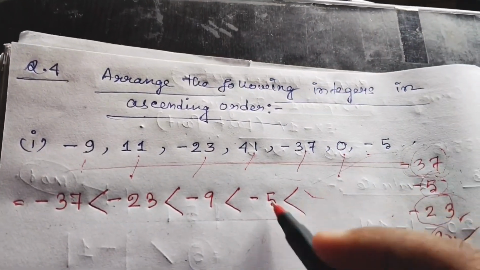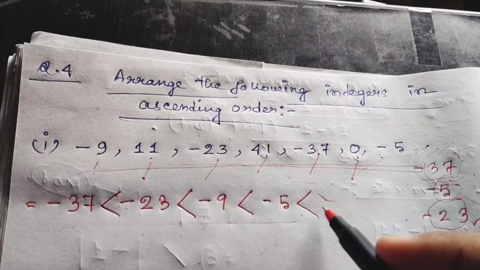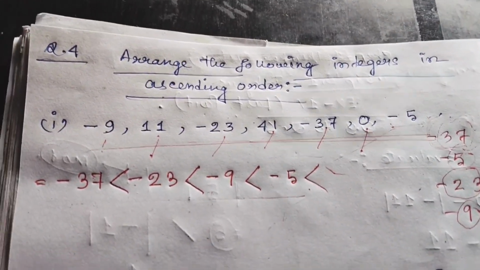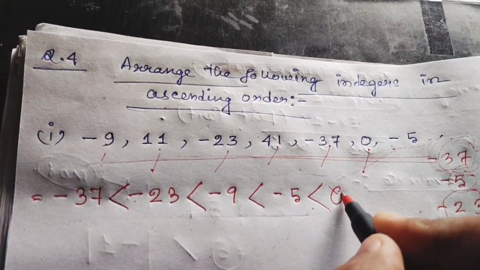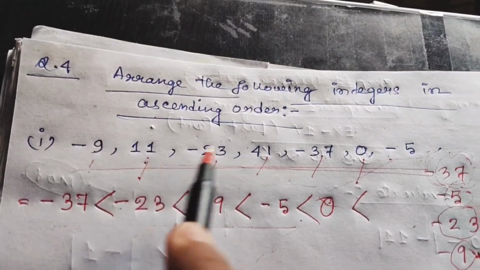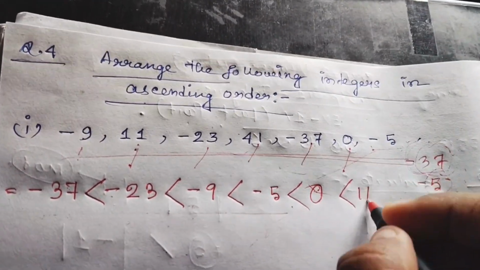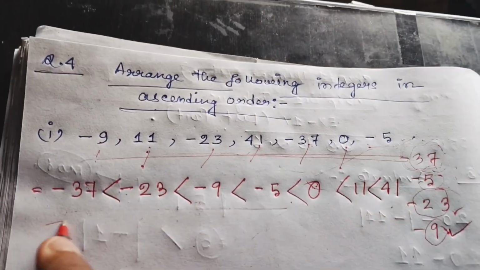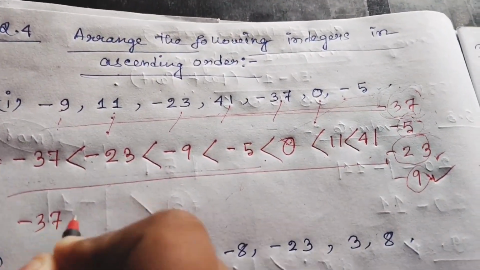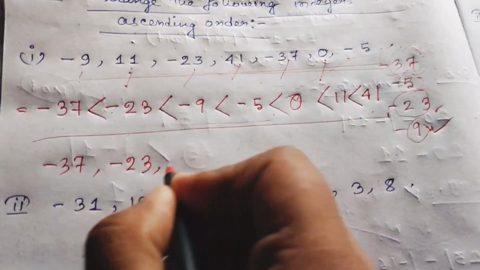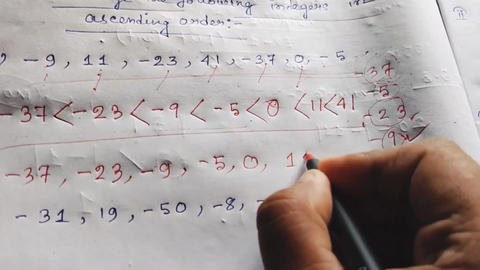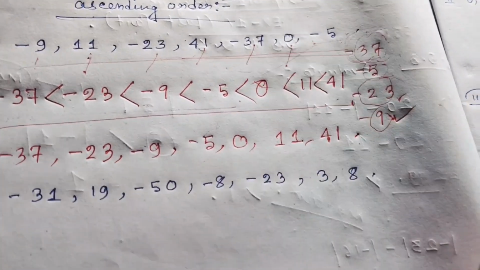Next, after -5, we get into the positive values. The middle point will be 0. Next, 11 and 41. That's it. In this way you can arrange these in ascending order: -37, -23, -9, -5, 0, 11 and 41.